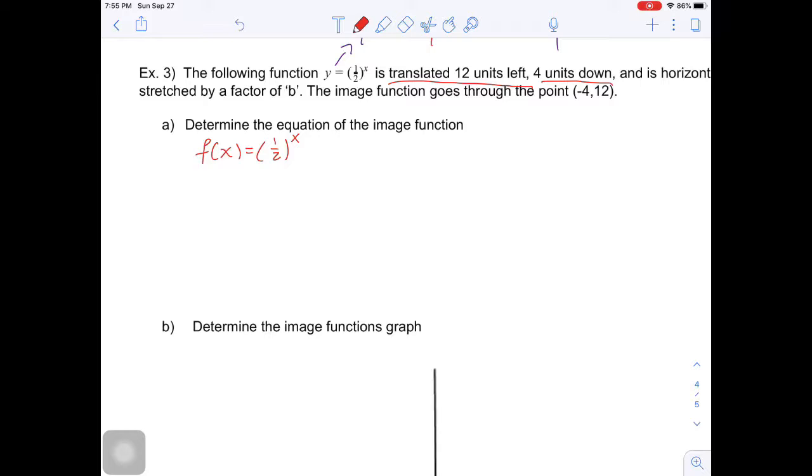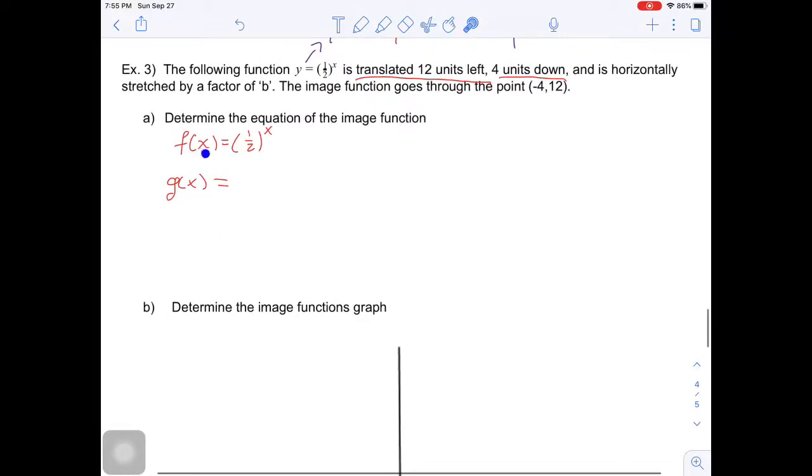Okay, so let's just say that right off the bat. Let's say our new function is named g of x. Let's make a function notation of g of x in terms of f of x. So what are we doing to f of x to get to our image function? Well, we're translating 12 units left and going 4 units down, and we're having a horizontal stretch by a factor of b. So in function notation, what we're doing to f is we're having that horizontal stretch by a factor of b. So in this case, that's actually 1 over b, okay? And then we're going 12 units left. So that's x plus 12. And then we are going 4 units down.